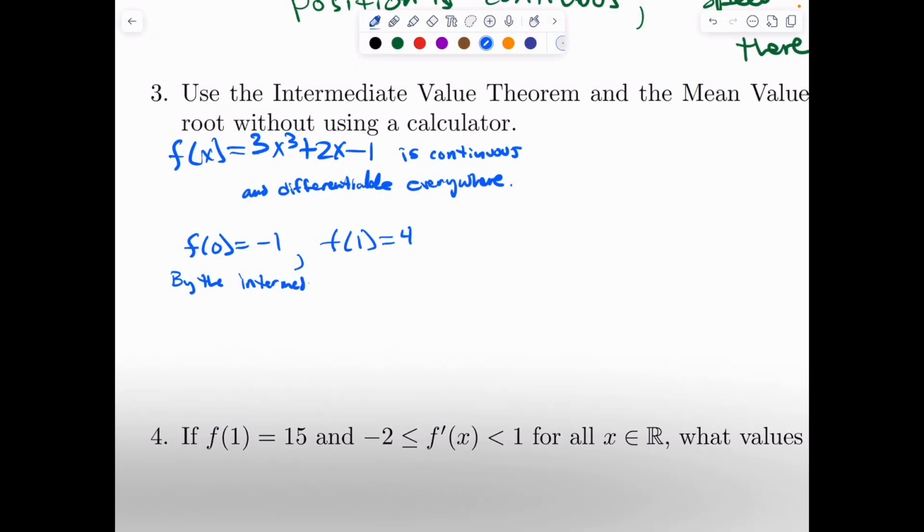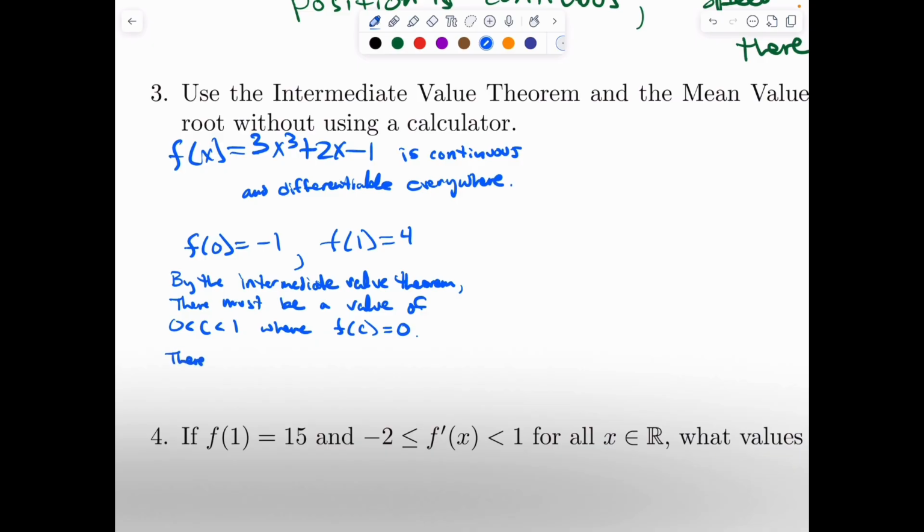By the intermediate value theorem, there must be a point for every function value between -1 and 4, but in particular, there must be a value of c, which is between 0 and 1, where f of c is equal to 0. Okay, so there is at least one root.